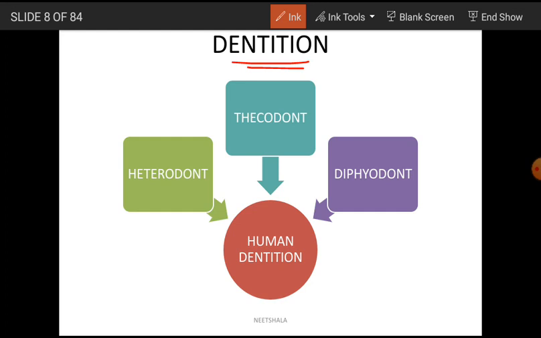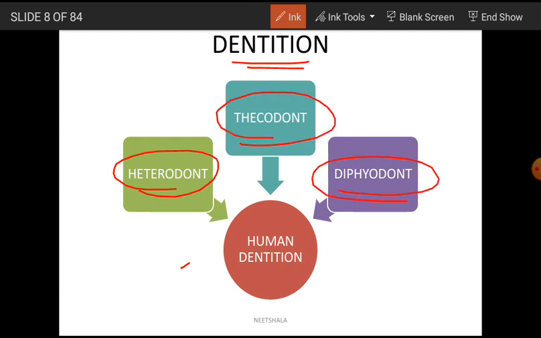In humans, mainly we can see three types of dentition. The first one is known as heterodont dentition, second is known as thecodont dentition, and the third one is known as diphyodont dentition. So once again, there are three types of human dentition: heterodont, thecodont, and diphyodont. So let us study what each of these types of dentition means.